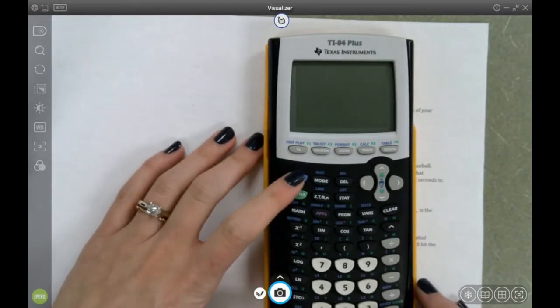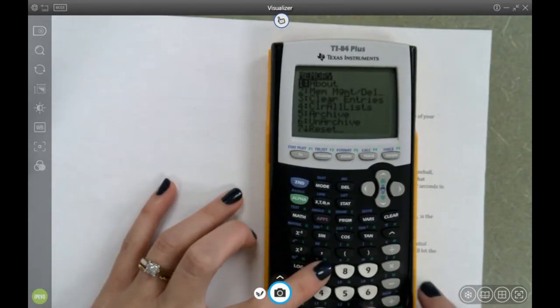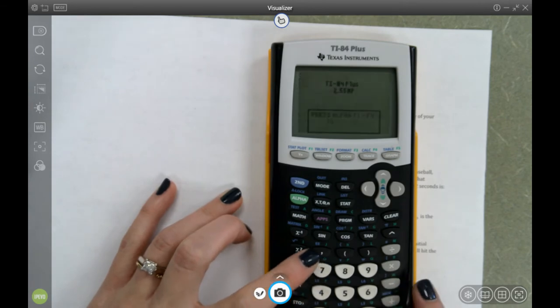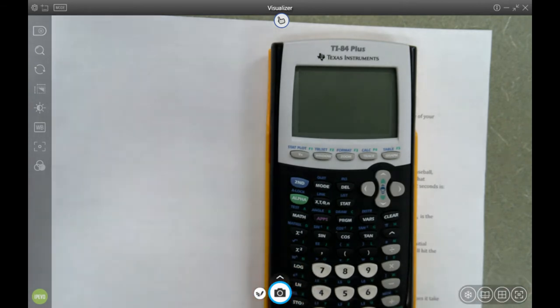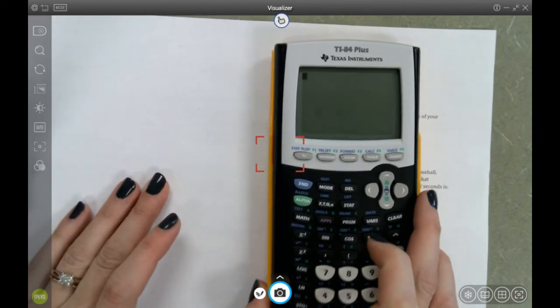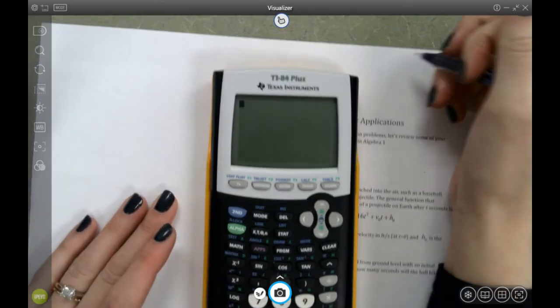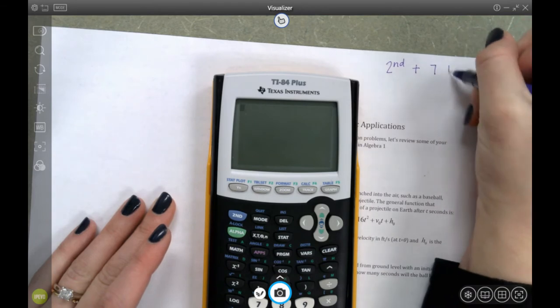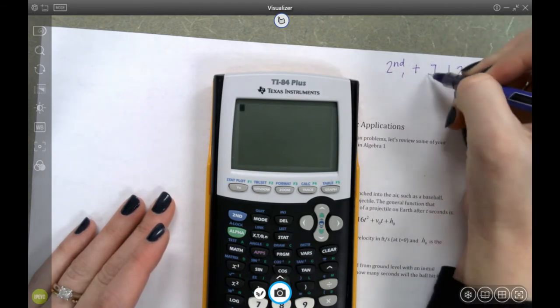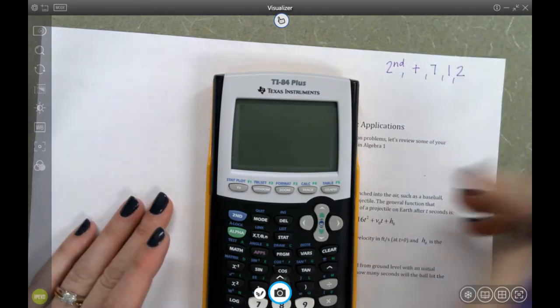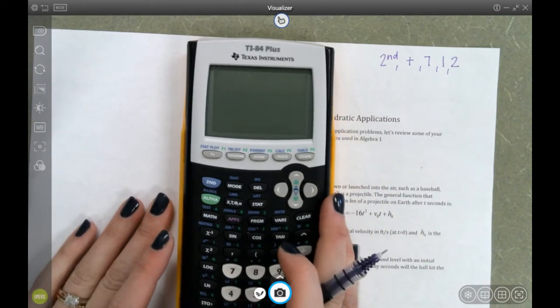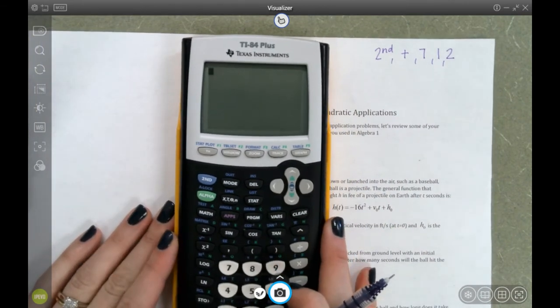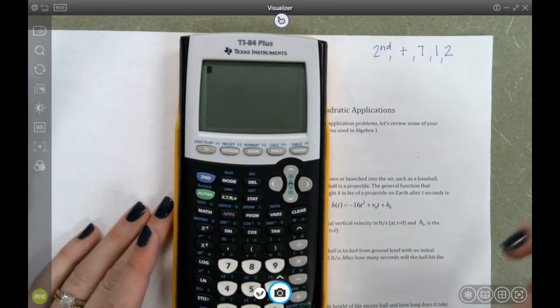So to clear the memory of the whole thing, you do second plus 712. That will clear the memory of the whole calculator, so that all the things that we did in my 3rd hour class are now gone from your calculator, which is good because they're not doing the same thing as you.